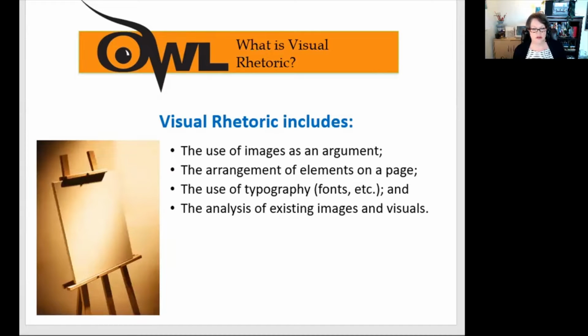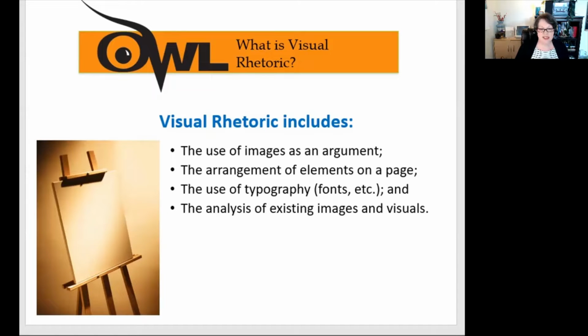It's anything from the use of images as argument, the arrangements of elements that are on the page, or the use of typography, the types of fonts and such. Sometimes visual rhetoric is used to describe the analysis of existing images and visuals.